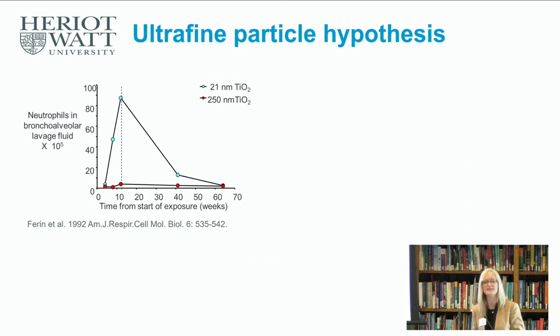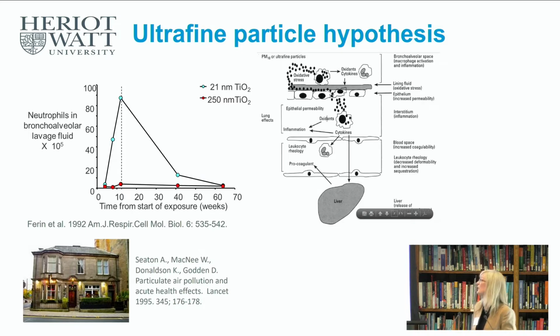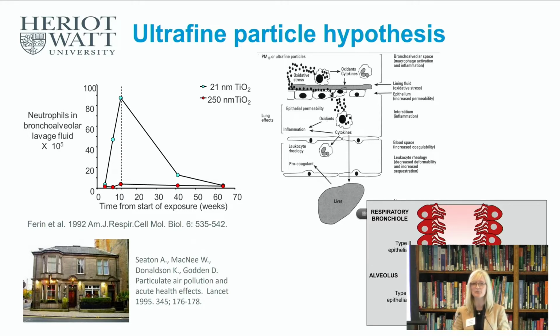So as I've said, the first data on this was generated by Gunter Oberdorster's group in the 1990s when they looked at different sizes of titanium dioxide, and they found the smaller sizes of titanium dioxide were more likely to produce inflammation in the rat lung than the larger particles. And this led to a conversation between Anthony, Bill and Ken in the Canny Man pub in Edinburgh, and they came up with the ultrafine particle hypothesis, which explained that these smaller particles could promote inflammation and oxidative stress that would lead to cardiovascular responses. And when I moved to Edinburgh, we didn't focus on the cardiovascular responses. We were looking more at the promotion of inflammation and oxidative stress in the lung.